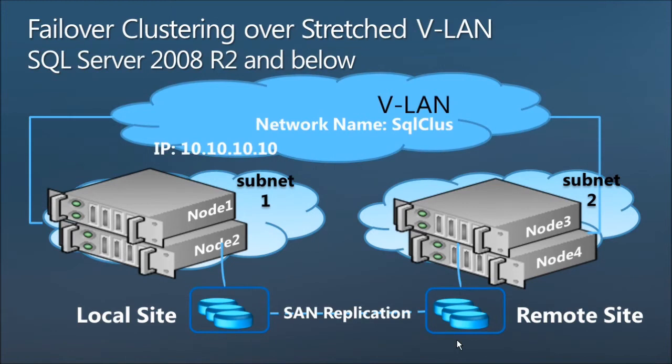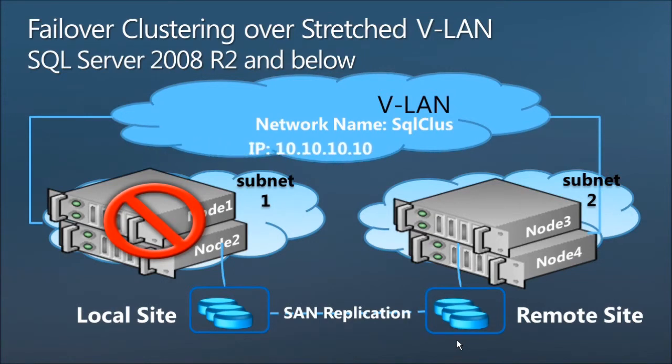Let's say right now Node 1 is the active node, which is hosting the IP address. Now if the power goes down and the whole local site goes down, the same IP address will fail over to the remote site. This is how you do disaster recovery with the SQL Server 2008 R2 FCI.